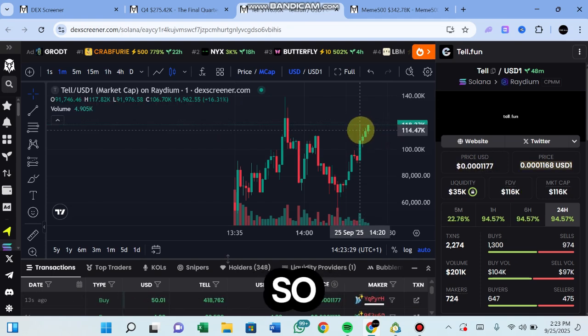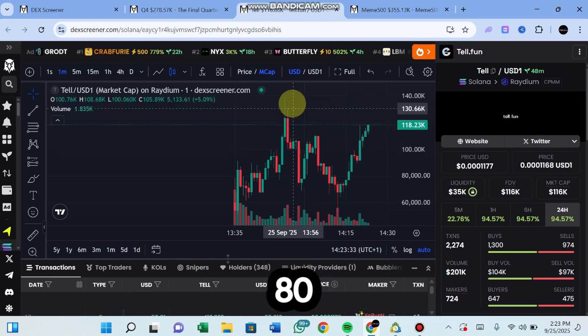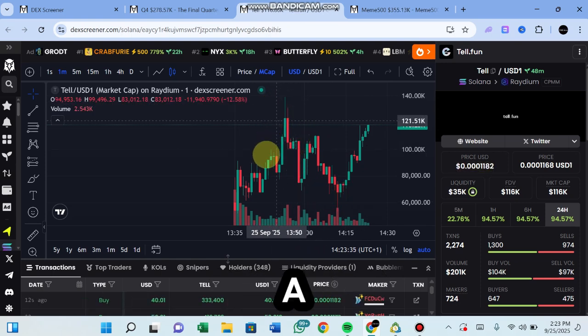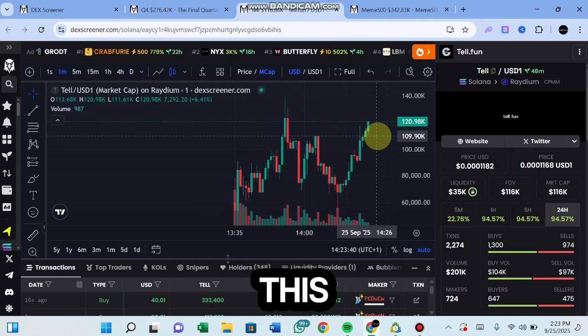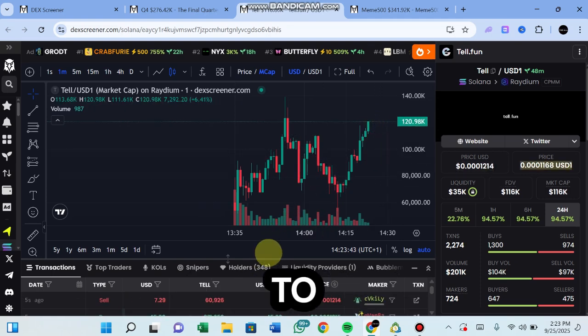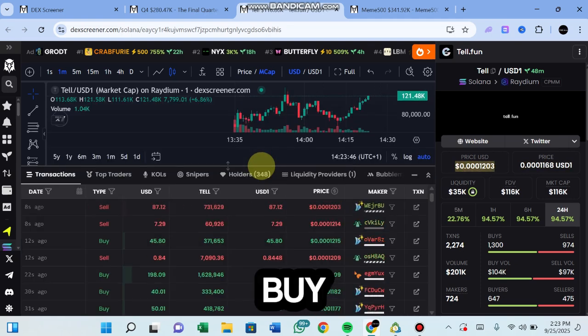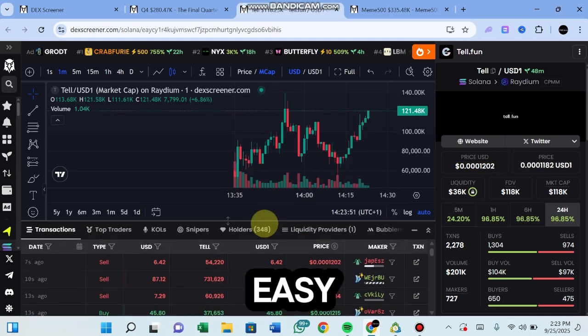To some of you, 100K is actually a dip, but 80K is also a dip. For a coin that has gone to 140K before, people who bought at this particular region took over this particular place. I'll have to wait for it to dip a little bit, buy and take a profit. You can see trading coins is absolutely, very much easy.